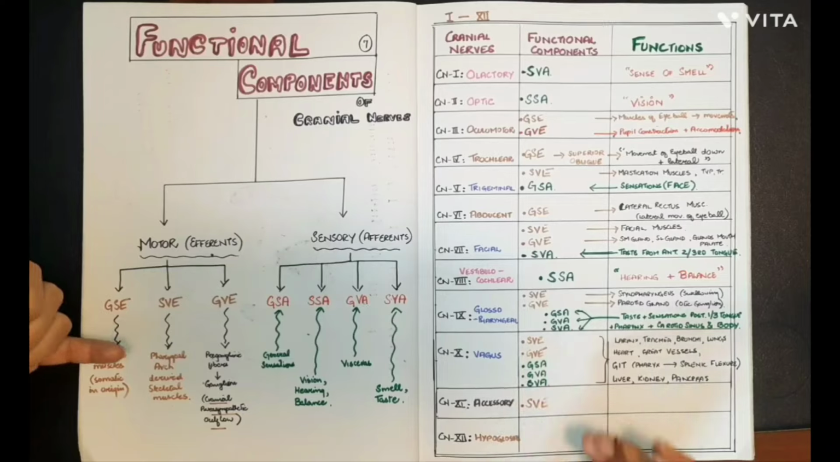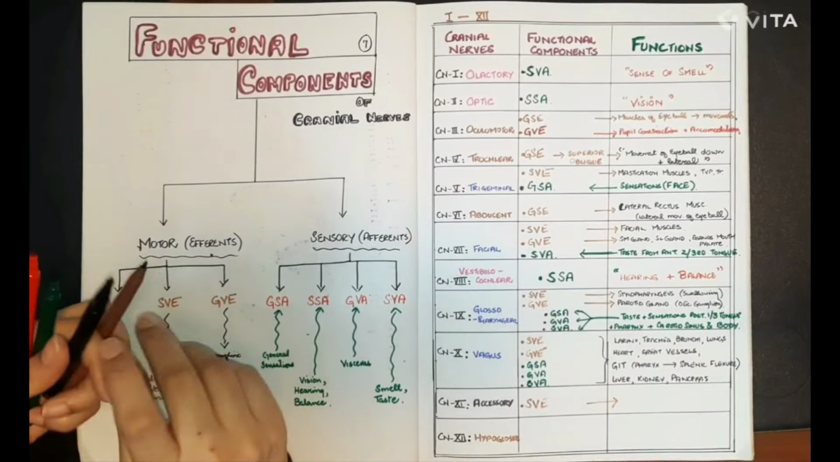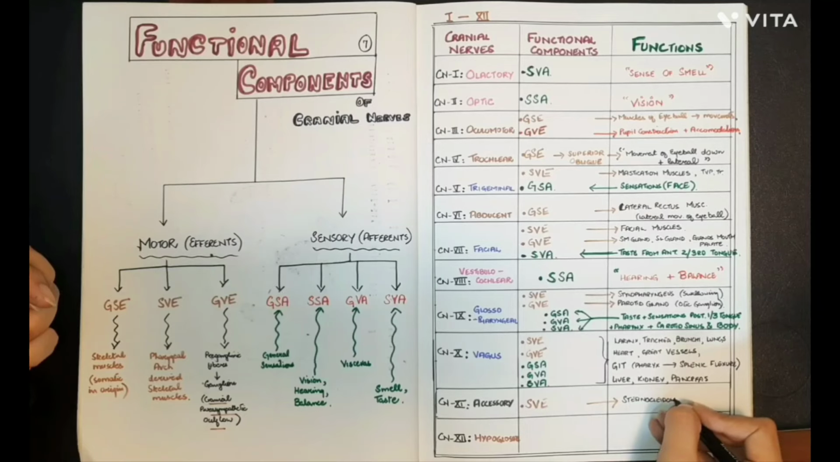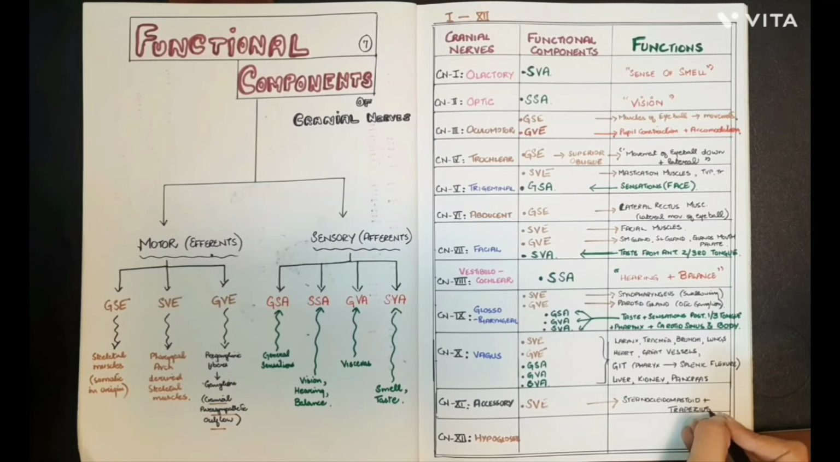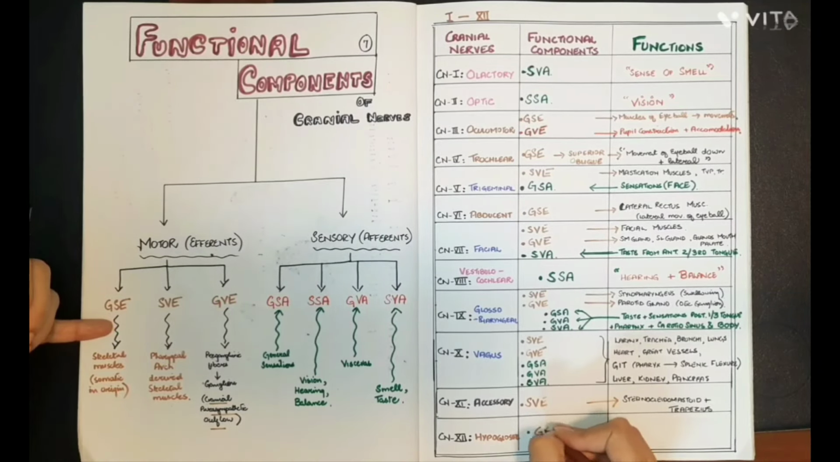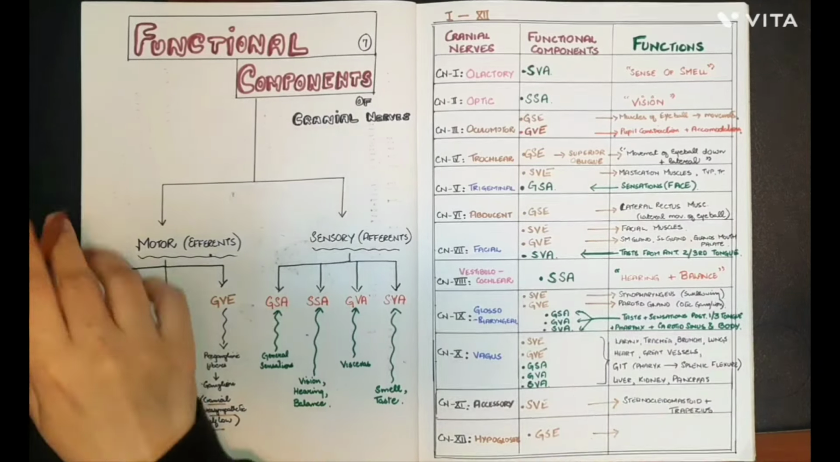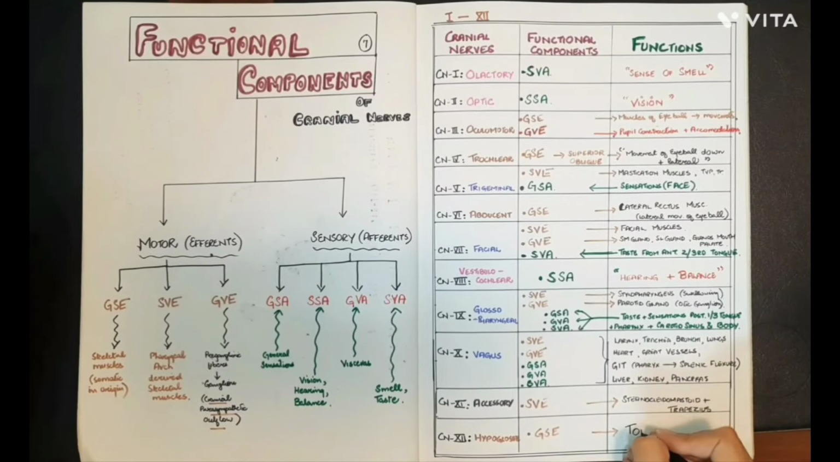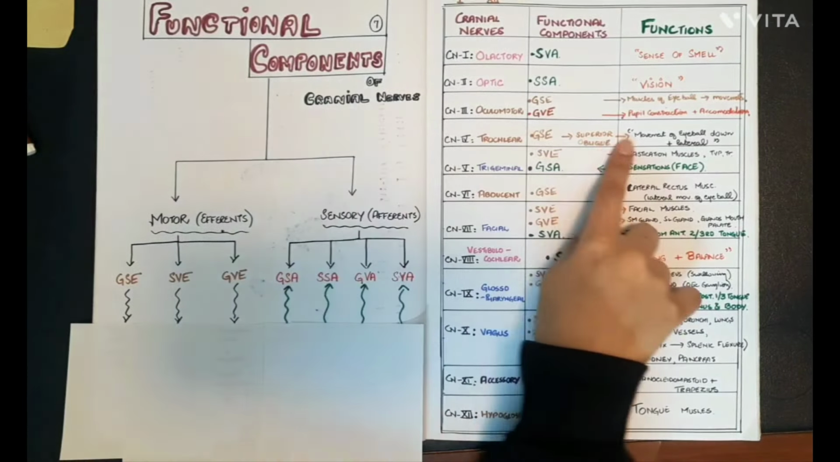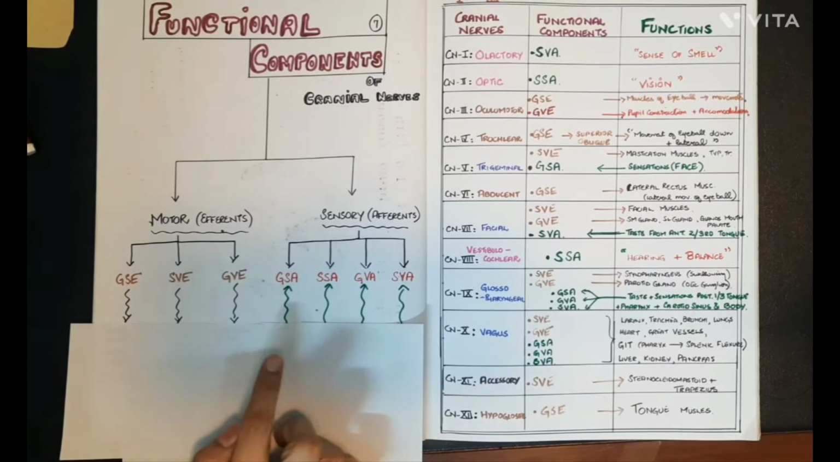The last 2 cranial nerves are actually the motor nerves. However, they differ in the muscles they supply and their origin. For example, in the case of the accessory nerve, the muscles supplied include sternocleidomastoid and trapezius, which are derived from the pharyngeal arches. So the functional component will be special visceral efferent. But in the case of the hypoglossal nerve, the tongue muscles are somatic in origin, and the functional component would be general somatic efferent.